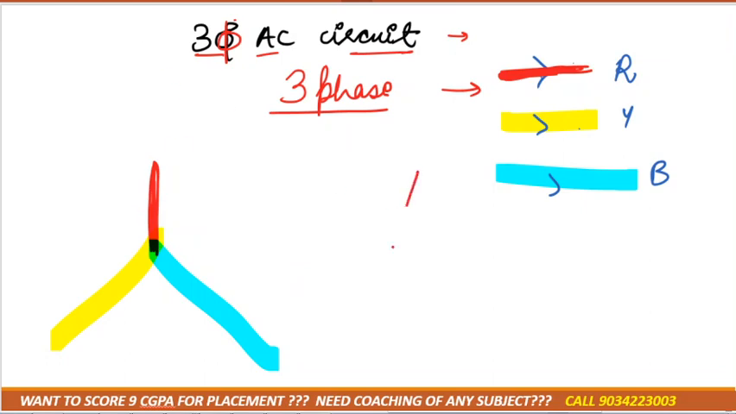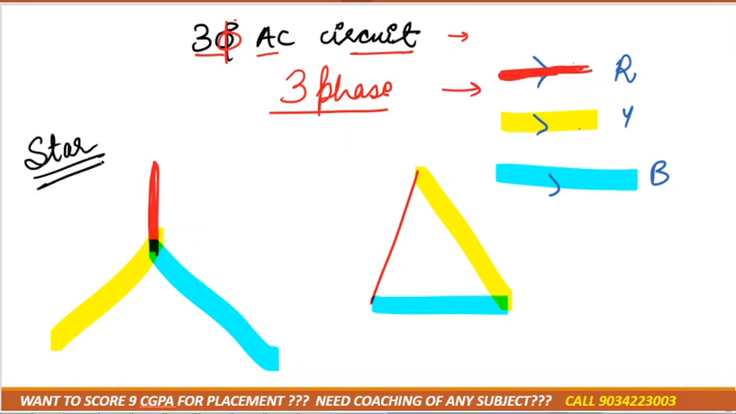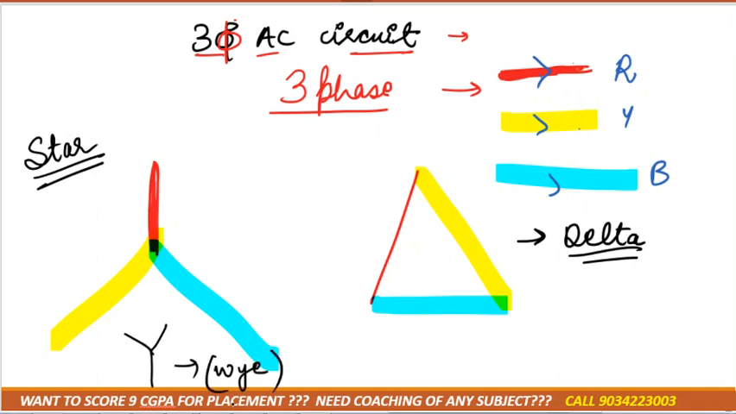Or you can connect the red wire with the yellow wire, then yellow with the blue wire, and blue with the red wire. This is another type of connection. The first looks like a star, that's why it is named star connection. The second looks like a delta, that's why it is named delta connection. If I make it opposite, then star looks like a Y. So the other name of star connection is Y connection, that is represented by the symbol Y.